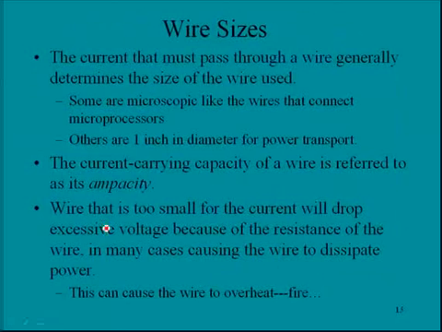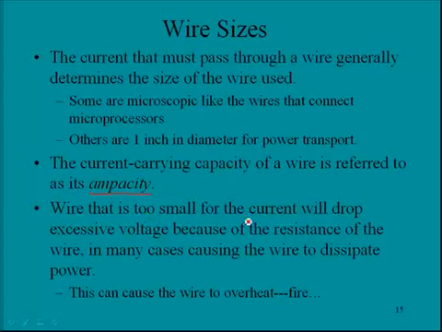Okay, wire sizes. The current that must pass through a wire generally determines the size of the wire used. Some are microscopic, like the wires that connect microprocessors. Others, you have power transport wires. Often these are an inch in diameter, huge. The current carrying capacity of wire is referred to, and here is the term, ampacity.